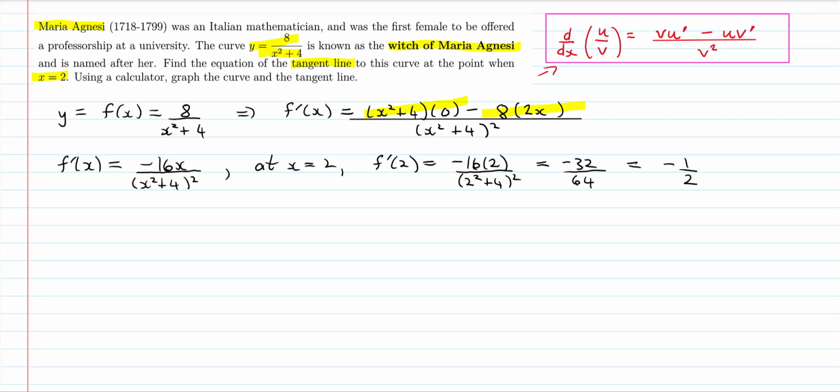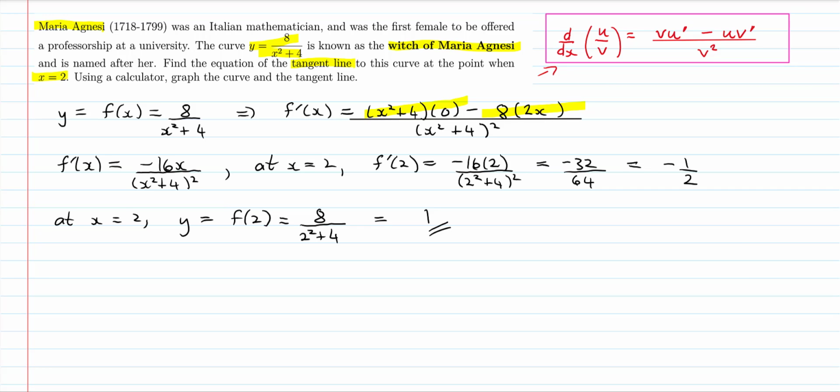So the gradient of the tangent line at x equals 2 is negative 1 over 2, and now to find the equation of the line we're also going to need a point on the line. We've got the x coordinate of a point on the line, x equals 2, so we just need to find the y coordinate when x equals 2. At x equals 2, y is going to equal f of 2, which is 8 over 2 squared plus 4. In the denominator we have 2 squared, which is 4, plus 4 is 8, so we get 8 over 8, which is equal to 1.